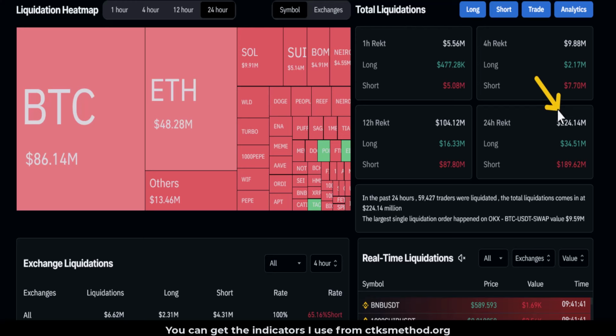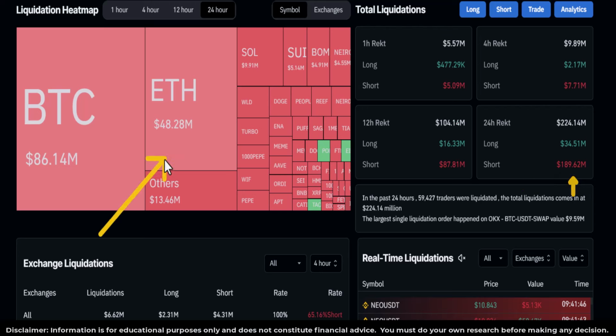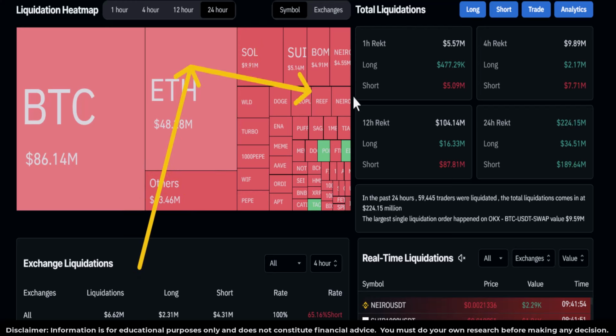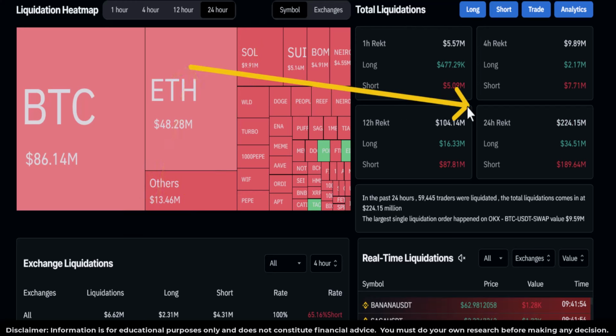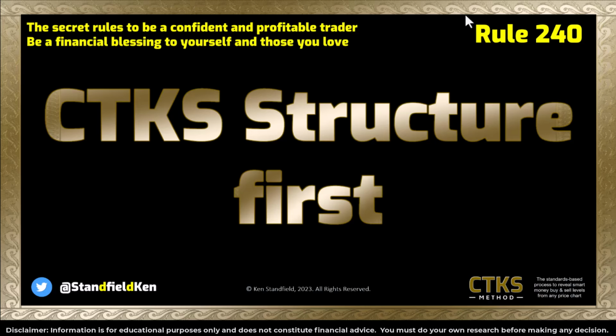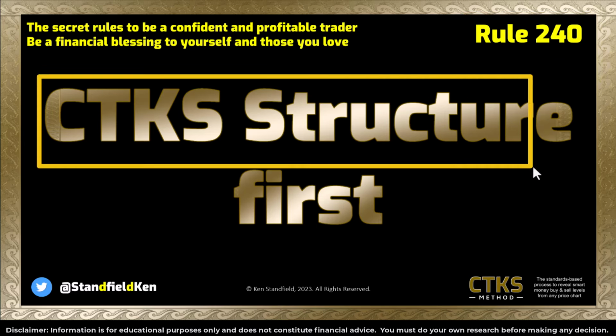In the past 24 hours, there's been $224 million worth of liquidations. You can see the vast majority were short liquidations. That's what's pushed price up. But you also notice how it was pushed up and then flatlined. Why did it flatline?